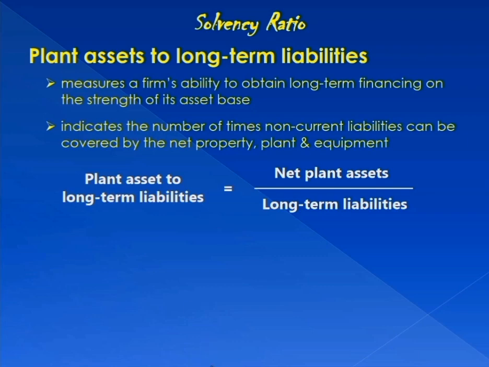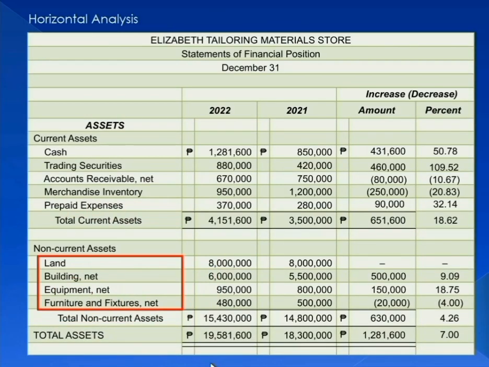The entity which is the subject of our study has these four types of plant assets with total net amount of 15,430,000.